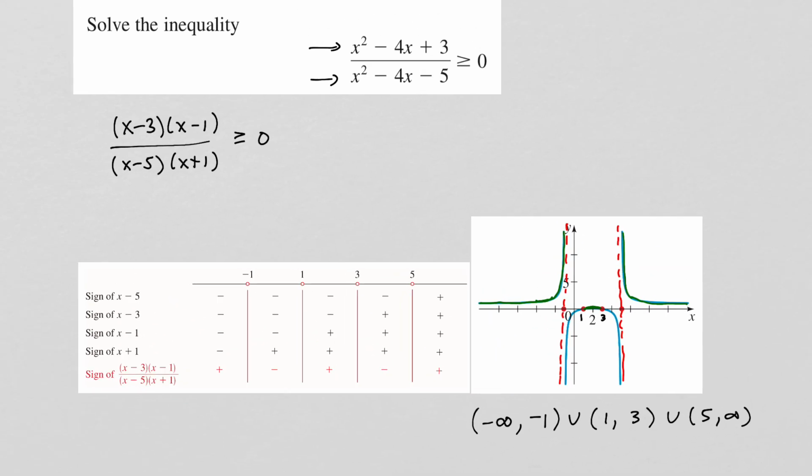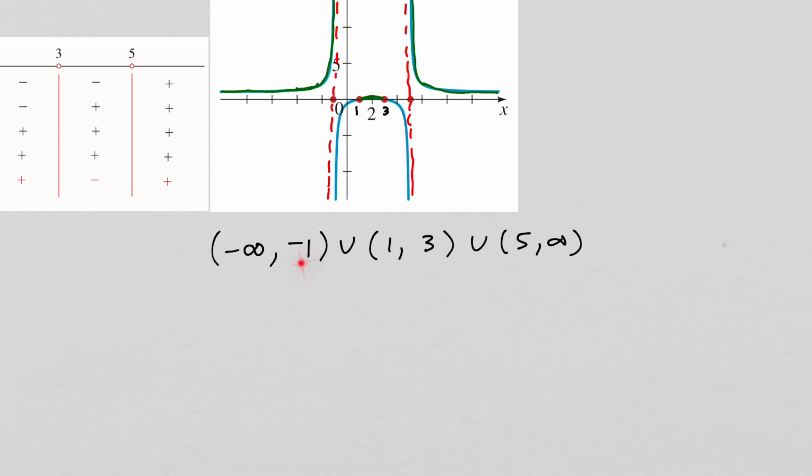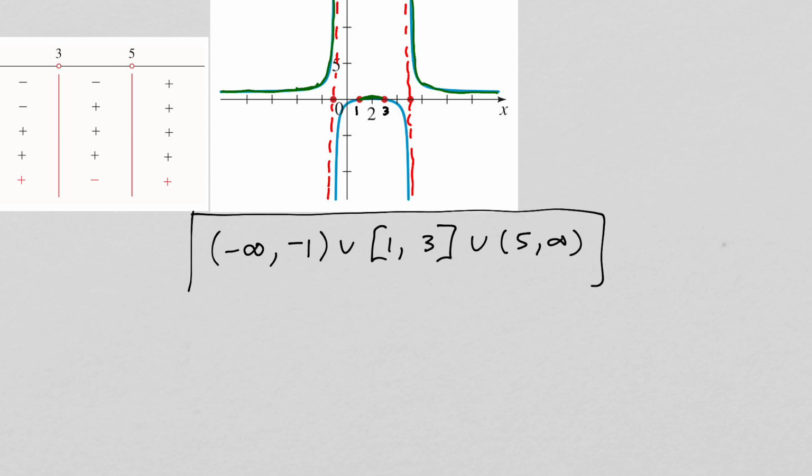And we do want equal, right? So we want to use brackets, but again, we cannot include 5 or -1 because that makes the denominator 0. So we cannot include -1, we cannot include 5, but we are going to include +1 and we are going to include +3. And so this would be the solution according to the graph.